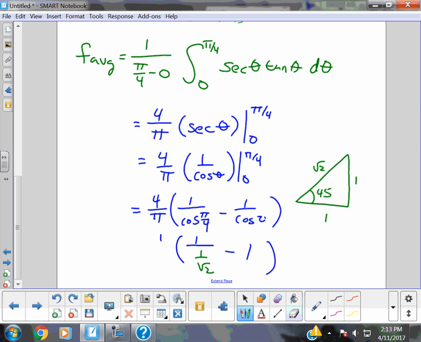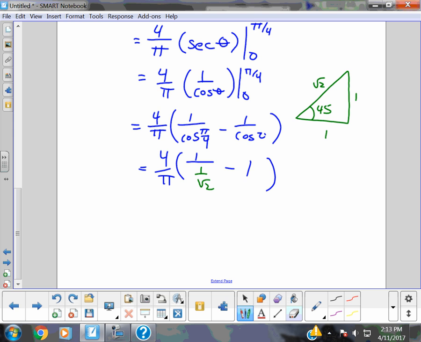4 over pi. So this is kind of an ugly answer. We're going to be done just by flipping it up. This flips up to just square root of 2 minus 1 inside. And I wouldn't even distribute. That's our F average. And it doesn't mean much to me in this sense. 1.4 minus 1 is 0.4. This is like 1.3. About 1.3 times 0.4. You know, it's about a half.